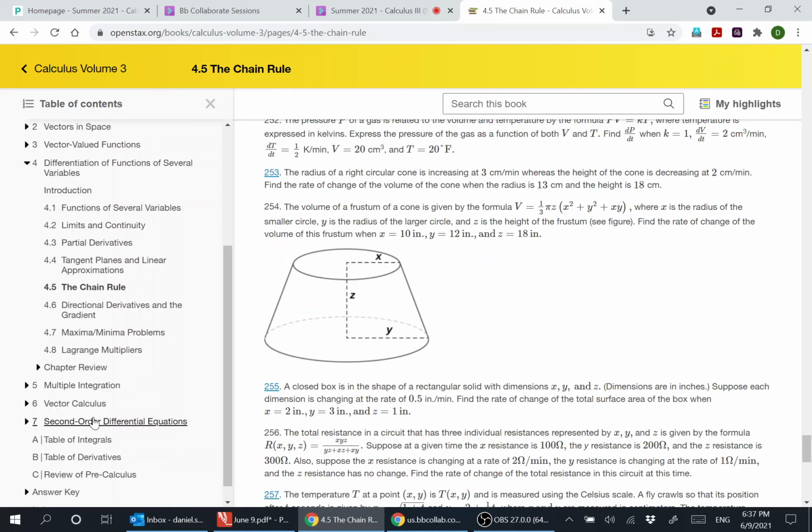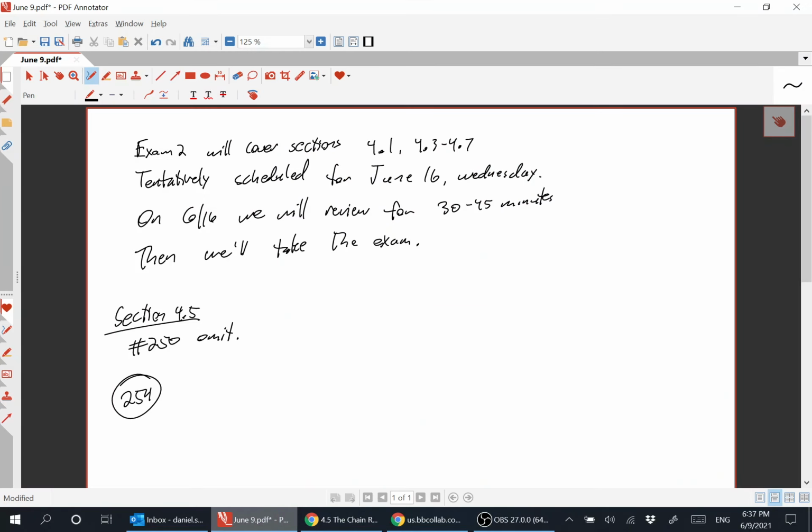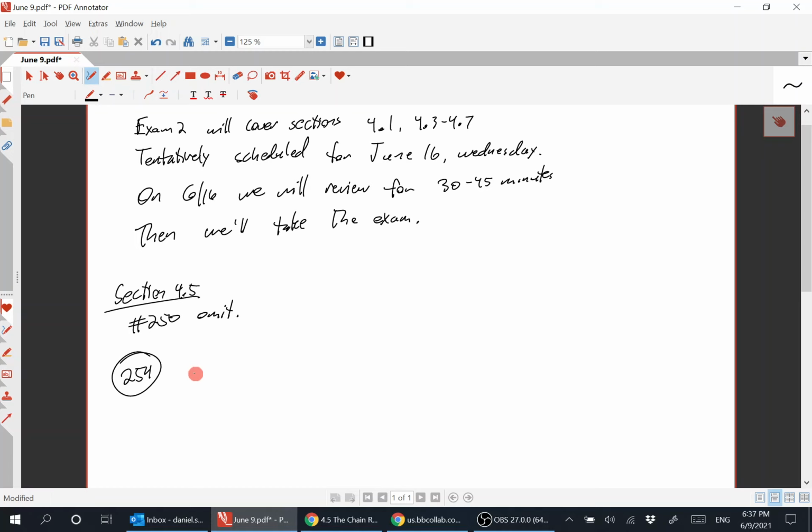All right, so what they should tell you is how these things are changing. So this is a related rates problem. The volume of this thing, it doesn't even matter what the thing is, is pi over 3 times z, x squared plus xy plus y squared. Okay. So now they don't say this in the problem.